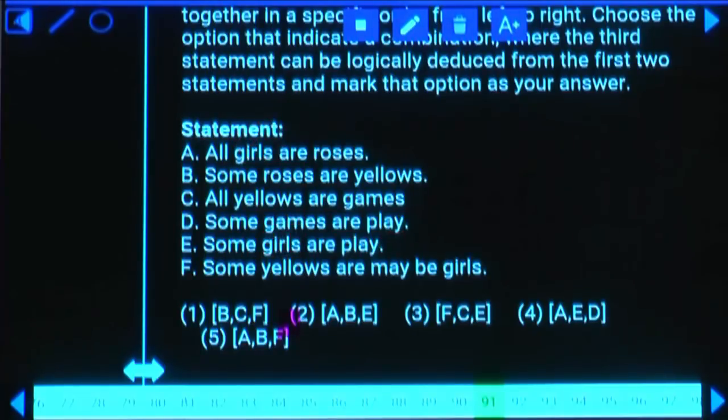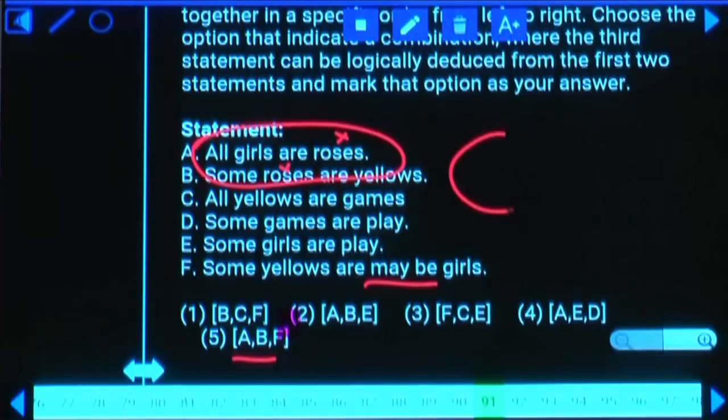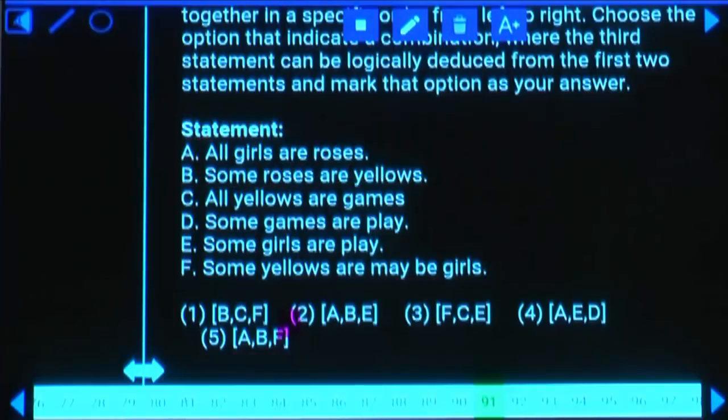And finally, what is your answer here? A, B, F. Now in this ABF, all girls are roses, some roses are yellows. Girl, rose, rose, rose, here also the middle term is not distributed, so a conclusion cannot be drawn. But here it is a possibility. Both these two are affirmative, so we can write it as a single diagram. Hence choice 5 is the answer. Clear? If these types of questions are given, this is how you need to work them out.